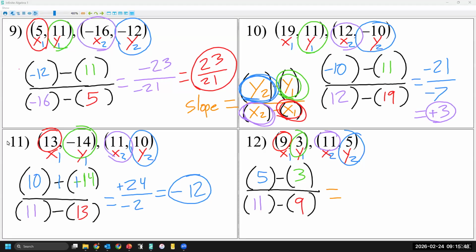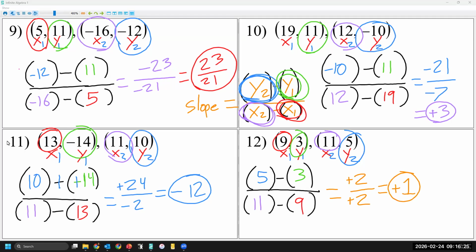In the top, I have positive 5 minus 3. Ooh, that's a pretty easy one to do. 5 minus 3 is 2. In the bottom, 11 minus 9. 11 minus 9 is also 2. Now notice that both of those are positive numbers, okay? When I have a positive on top and a positive on the bottom, my answer is going to be positive. And once again, I have 2 over 2. Well, 2 over 2 simplifies to be a whole number. 2 divided by 2 is just 1. So my answer is positive.